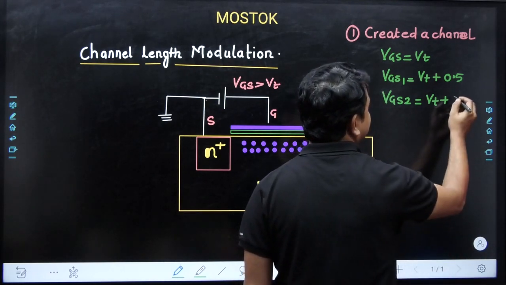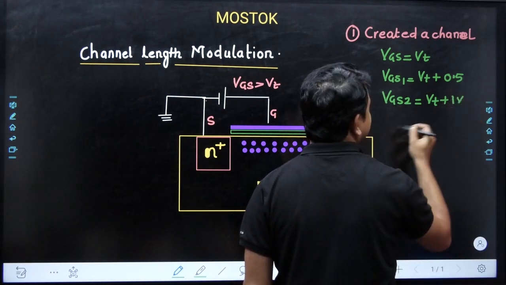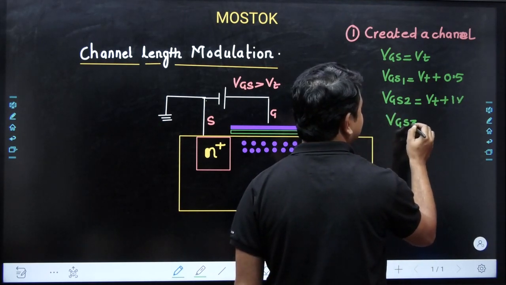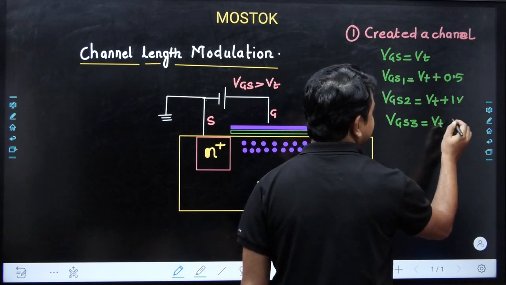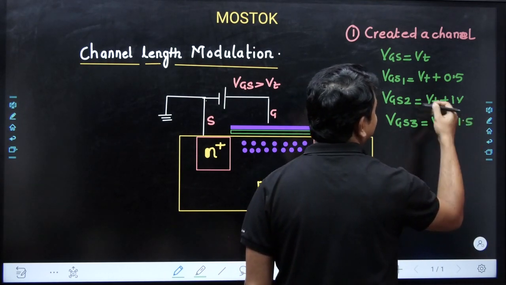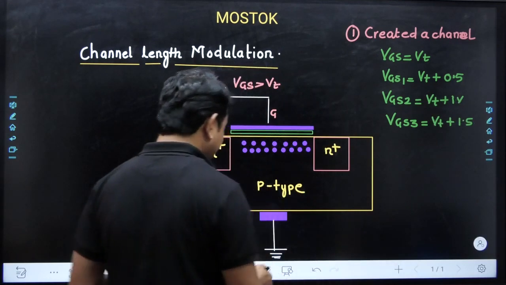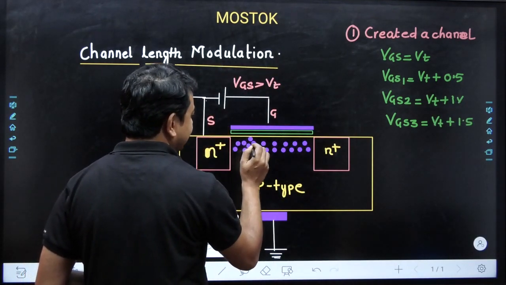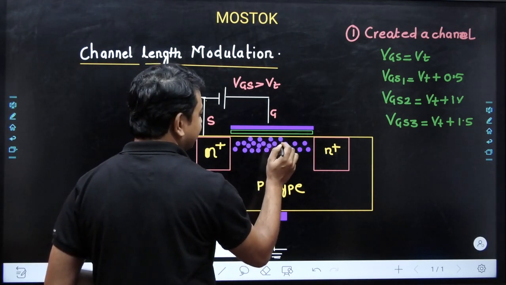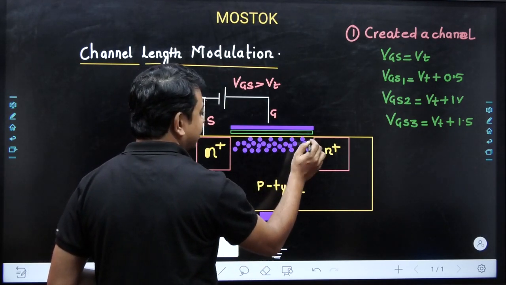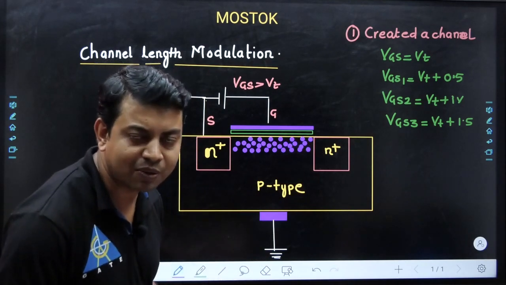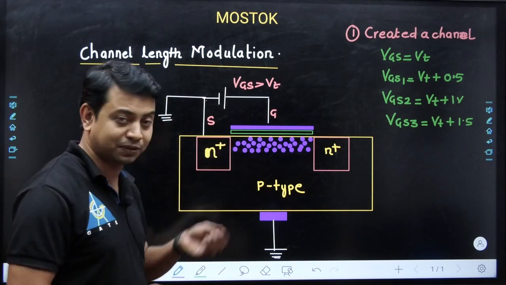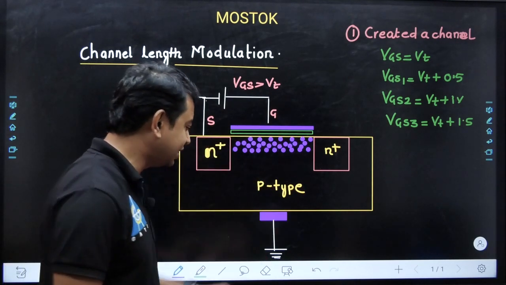Suppose we have VT plus 1 volt. Then the channel will be more conductive, and if you apply more potential, this is VT plus 1.5 volt, and then we have an even more conductive channel. That means more electrons will pile up at this region. So if you increase the potential more and more, the channel will be more conductive. So what is our task? Our task is to move these electrons, which are at the surface of the semiconductor, towards the drain terminal.